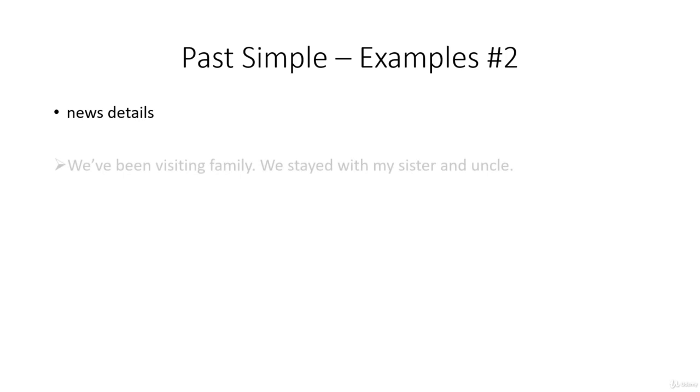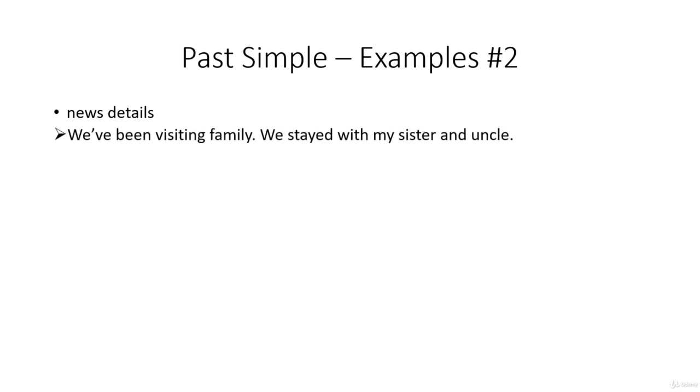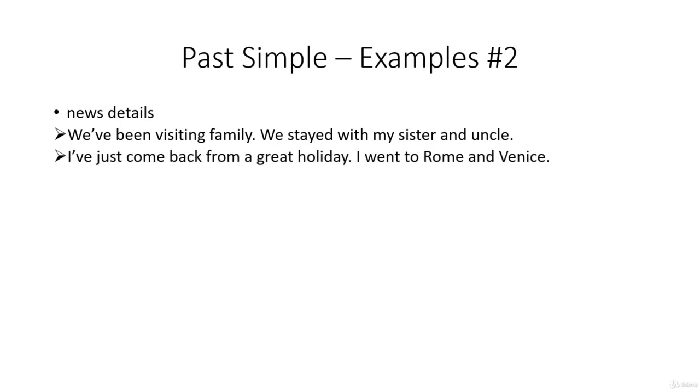For news details, so we can say, we've been visiting family. We stayed with my sister and uncle. Or I've just come back from a great holiday. I went to Rome and Venice. So the detail part, as in the second sentence of each of these examples, we just use the past simple to flesh out the details of what we've just said.